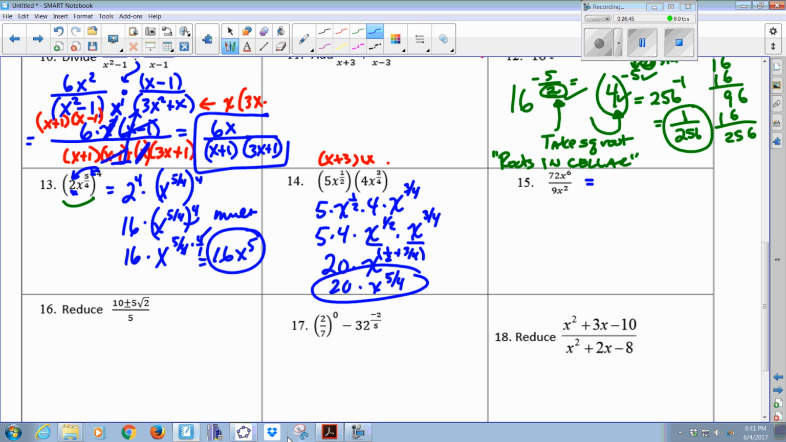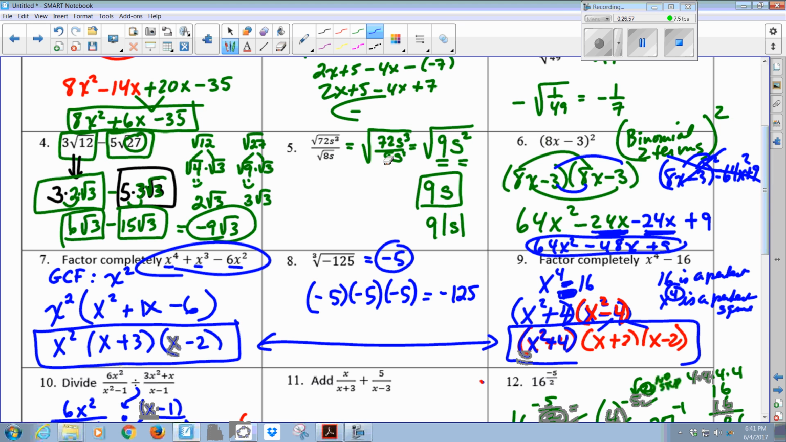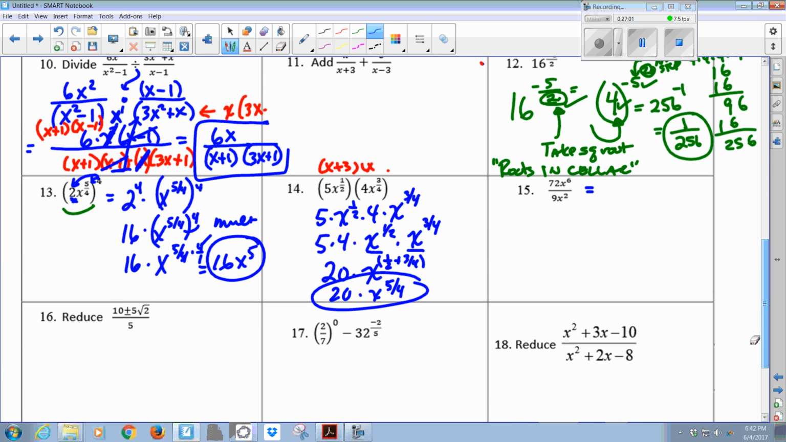15 is similar to one of our earlier problems, except for it was under a radical sign. I think it was in the class activities, or maybe it was earlier in our preview activities. No, right here. It's very similar to this, except it's not under a radical, but the properties of exponents still apply.